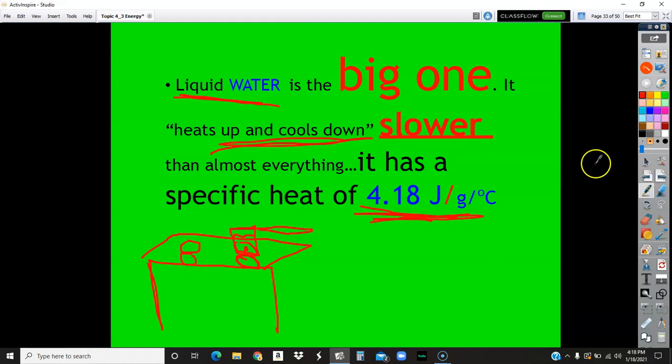So water is a big substance when it comes to keeping things warm and keeping food hot. And again, why? Because it has a high number, high specific heat. So not only does it heat up slowly, but it also holds on to the heat. It cools down slow.